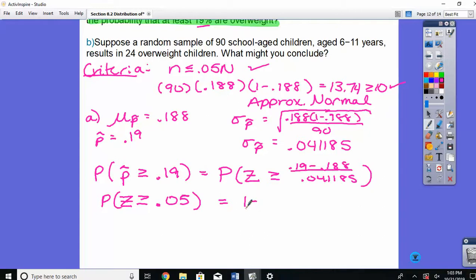Your standard deviation is 0.0. I did 0.4. Wait, so what did you get? 0.05. So it's just this minus 1. Okay, so if we look in our table, to do greater than, we do 1 minus. The probability from the table is 0.5199. So subtract and we get 0.4801. So we have in our sample of 90 children, there's about a 48% chance that at least 19% of them will be overweight.